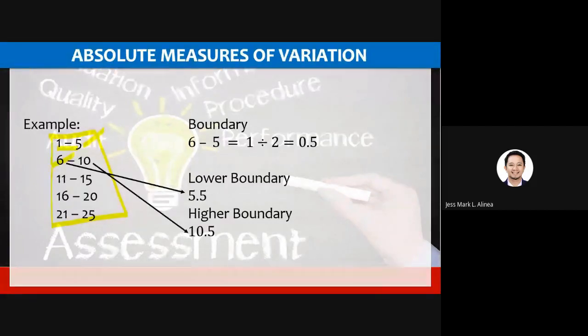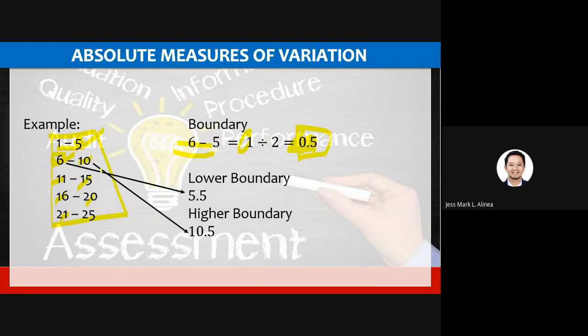Paano tayo nagsusukat ng boundary? We subtract, let's say, for example, this one to this one and divided by 2. That's 6 minus 5 equals 1 divided by 2. 0.5 ang nagiging boundary natin. Pwede rin namang 11 and 10, 16 and 15, and 21 and 20. When you subtract, it's all 1 divided by 2, it's 0.5. Sa mga undergrad statistics, ang ginagamit lang lagi na boundary ay 0.5. Pero depende pa rin sa pagkakagroup ng data.